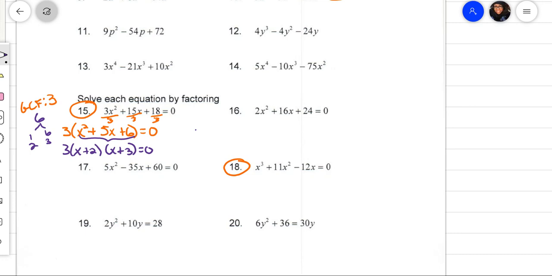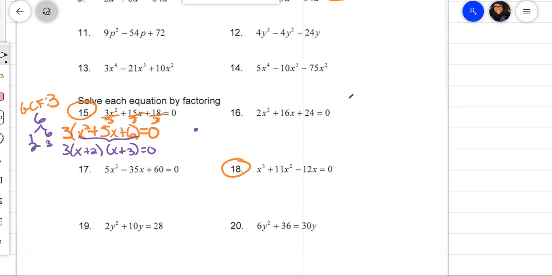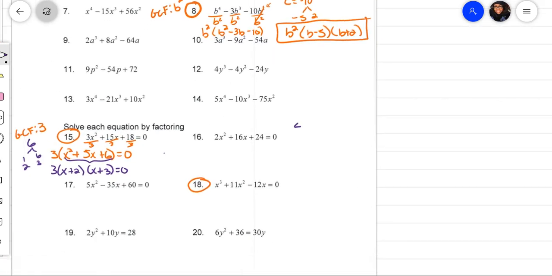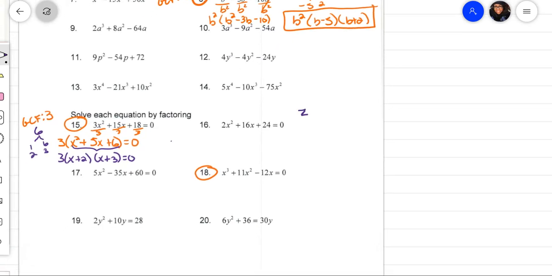Now, again, this is a solving situation, so we keep going. We're not just factoring. So when we're solving, we need to go ahead and set everything equal to 0. We're going to use that zero product property.